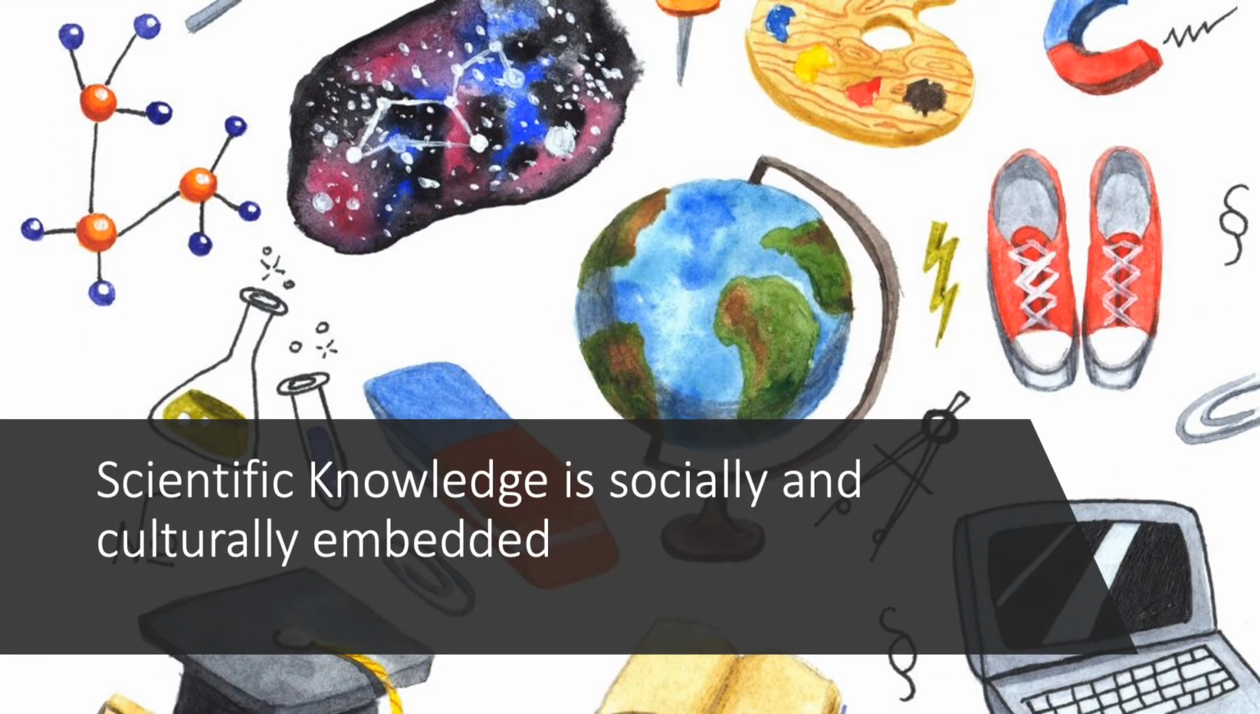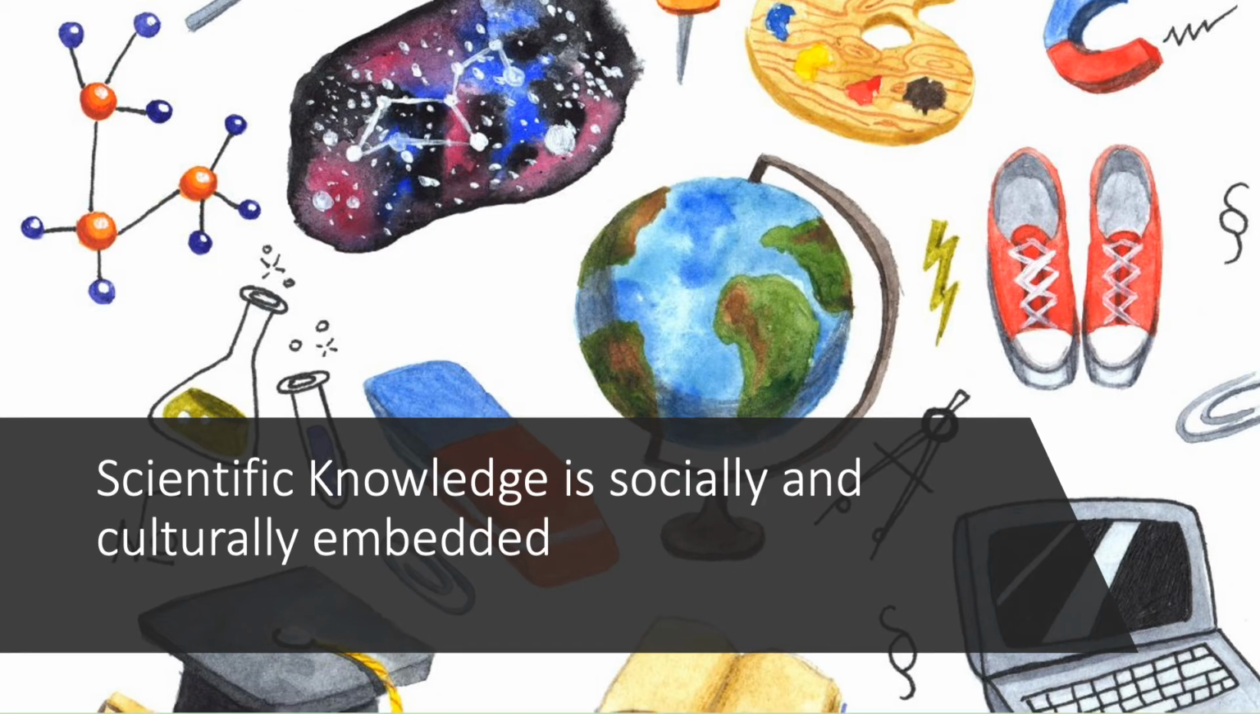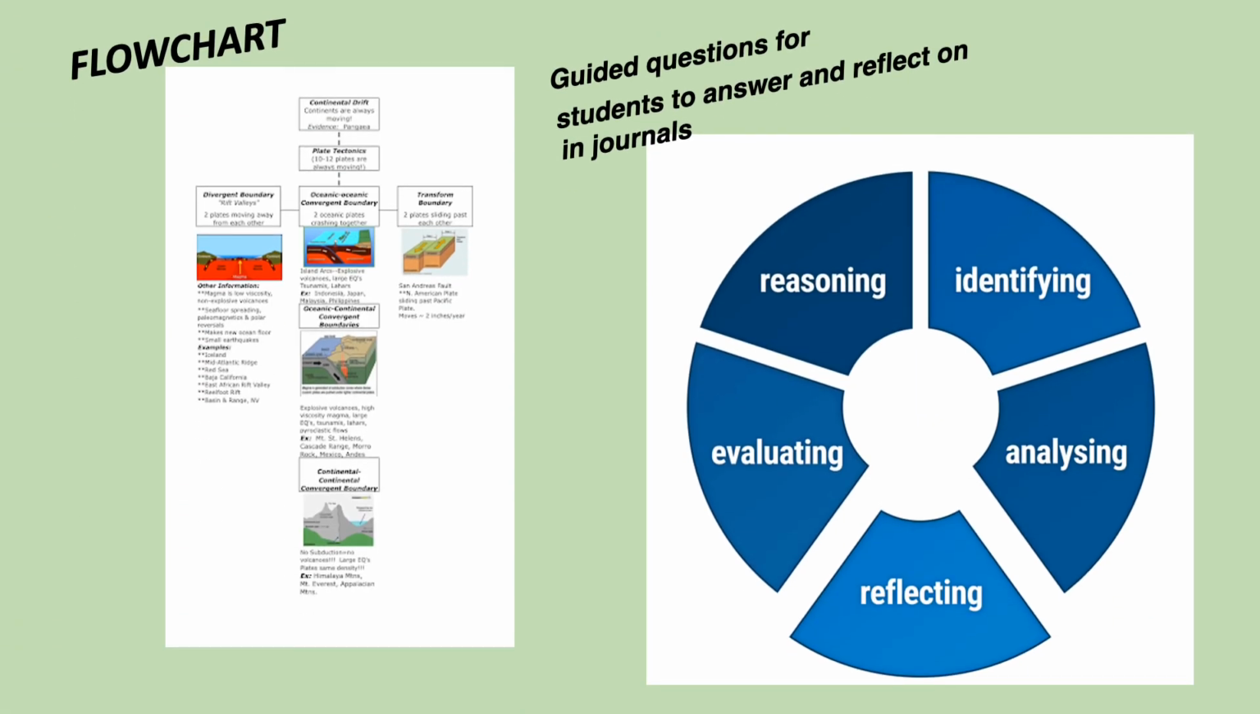NOS 5: scientific knowledge is socially and culturally embedded. Scientific knowledge is produced within a larger society and culture. This means that social and cultural elements such as politics, economics, power structures, religion, and philosophy will affect the science knowledge produced and how it is accepted. The plate tectonics revolution was the scientific and cultural change which developed from the acceptance of the plate tectonics theory.